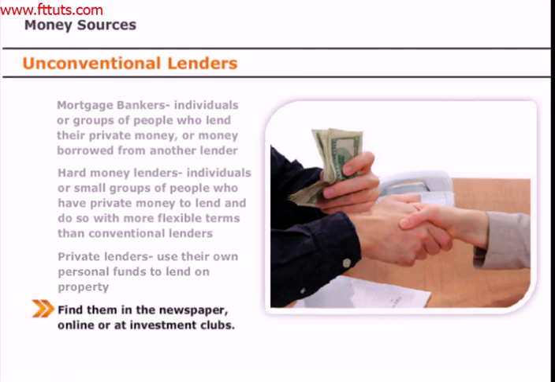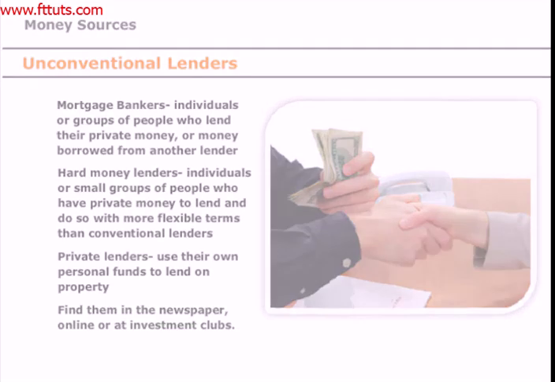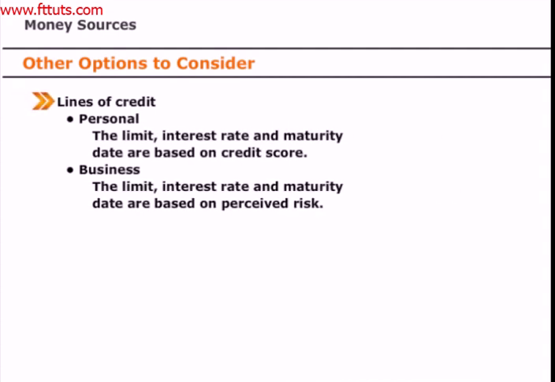You can find unconventional lenders by looking in the classified section of your newspaper under Business Opportunities, Money to Loan, or Loans and Finance. You can also look online by using hard money lenders, money to loan, or private lenders as search terms. Additionally, you can ask people at local real estate investment clubs which lenders are good to work with. There are two more money options that either conventional or unconventional lenders may be able to provide. The first are simple lines of credit.